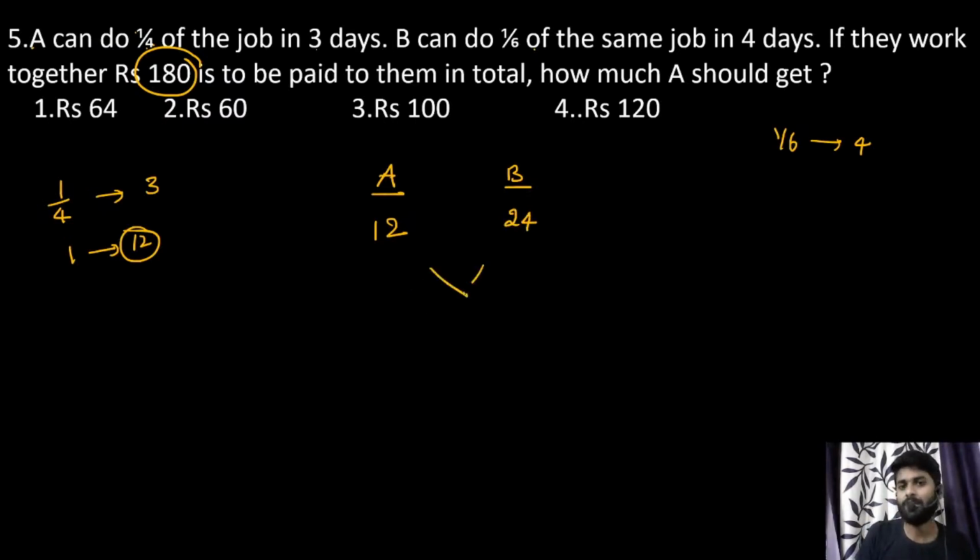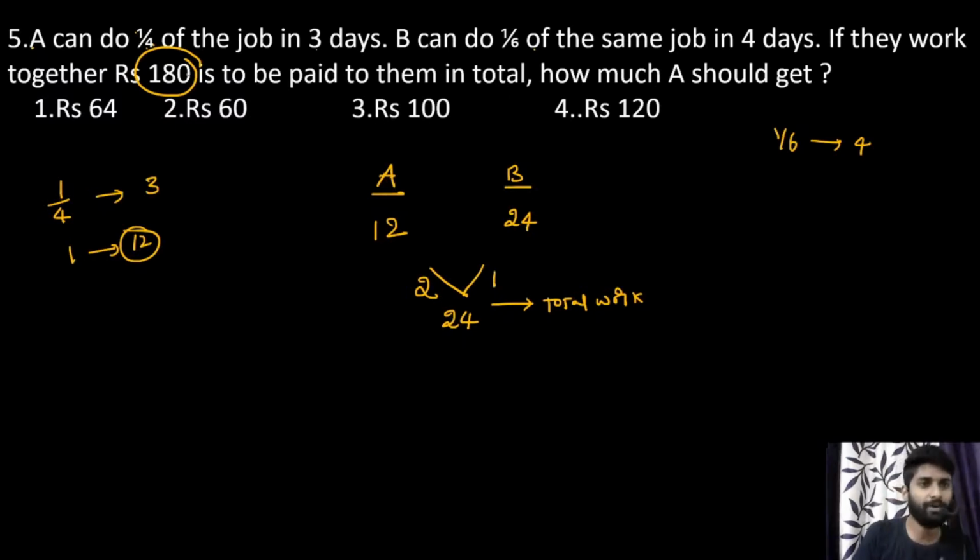Now the total work, see, the total work we require. The total work is the LCM of the given parameters. LCM of 12 and 24 is exactly how much, guys? 24. Now see, A takes 12 days, so in 24 units of work, A performs 2 units per day. B takes 24 days, so B performs 1 unit per day.